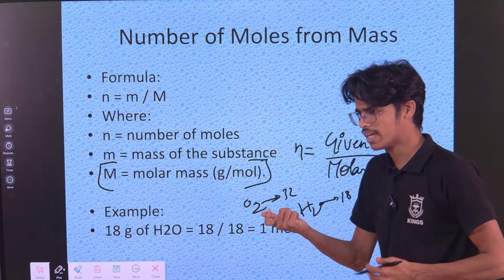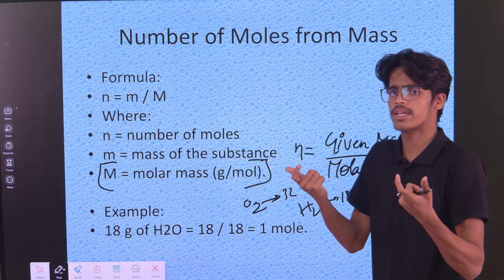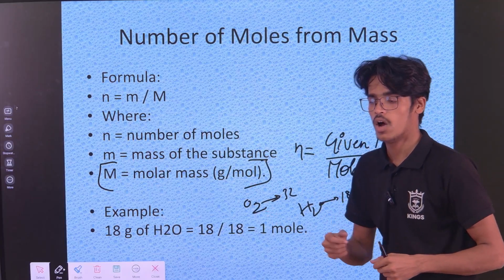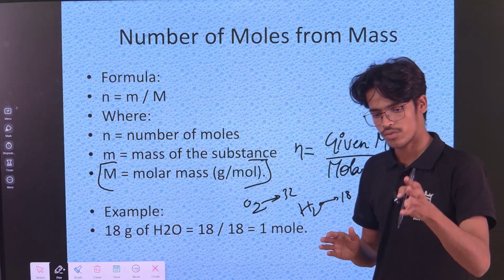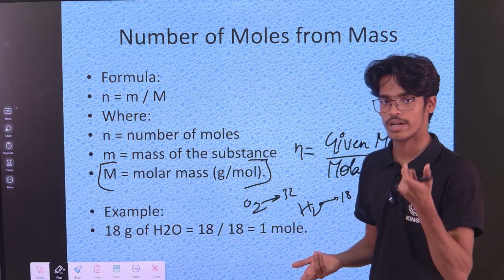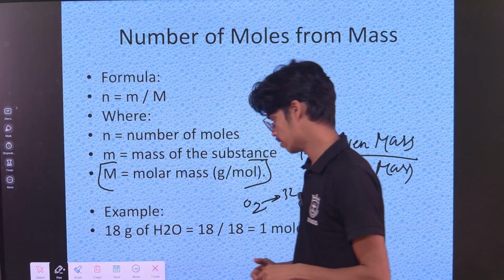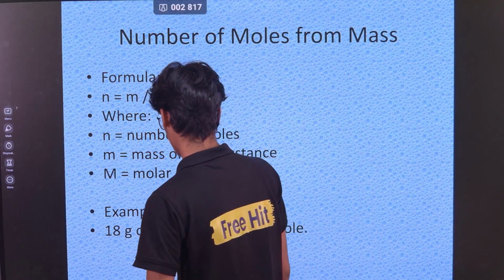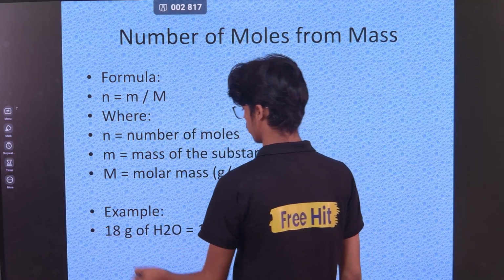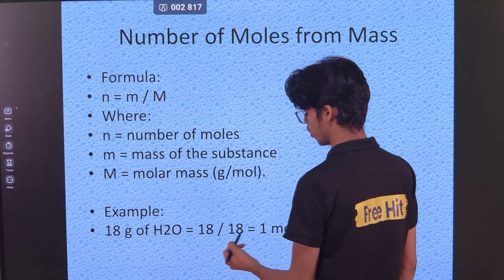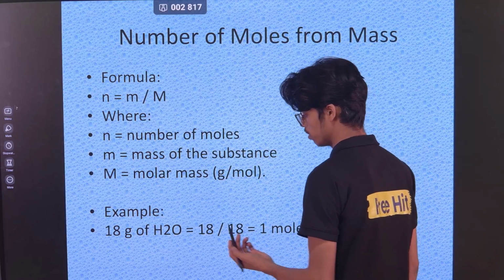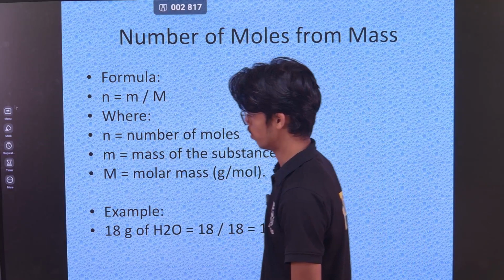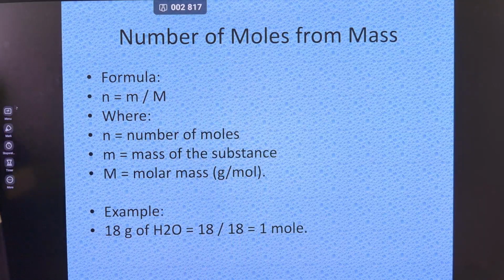Only in this case you have to divide by a different number. But for number of particles and volume, you always have to divide by a fixed number. In case of number of particles, always divide by Na. In case of volume, which I will tell you, you have to divide by 22.4 liters. Now again, 18 gram of water will contain how many particles? Obviously, given mass upon molar mass, that is 1 mole. Simple. This is the molar mass of water. Okay. Let's go on.